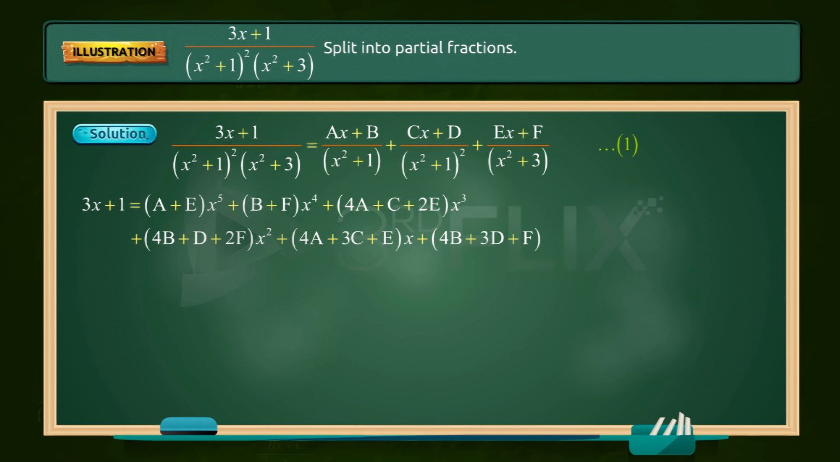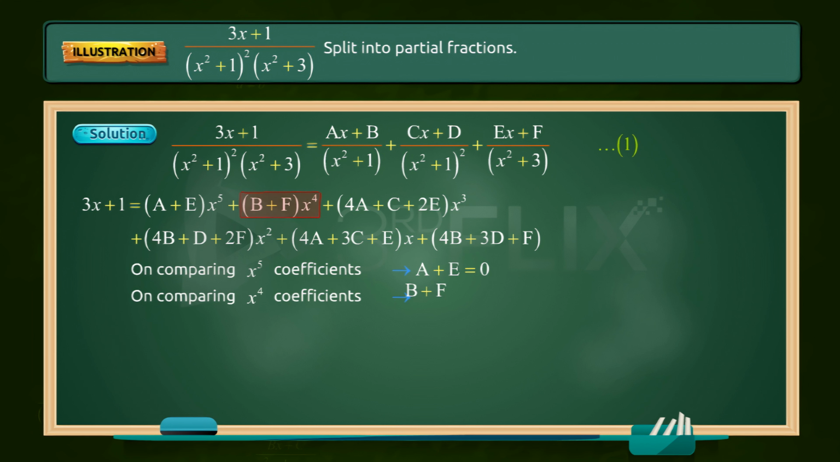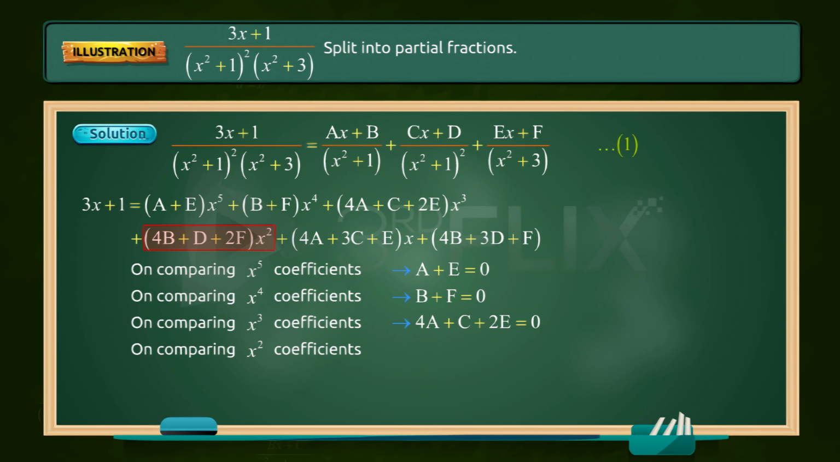On both sides, comparing x⁵ coefficients, we get a + e = 0. Comparing x⁴ coefficients, we get b + f = 0. Comparing x³ coefficients, we get 4a + c + 2e = 0. Comparing x² coefficients, we get 4b + d + 2f = 0.